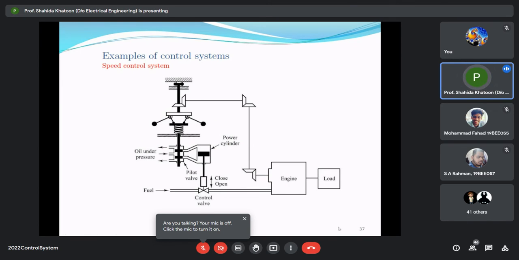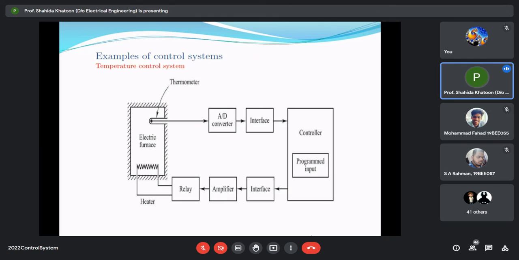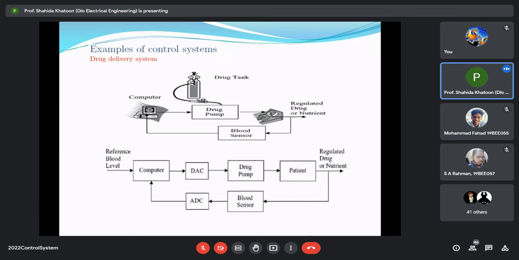So, this is again an example of a speed control system. This we'll study later. Temperature control system. This we have already studied. Drug delivery system is also an example of control system. You can draw this diagram.